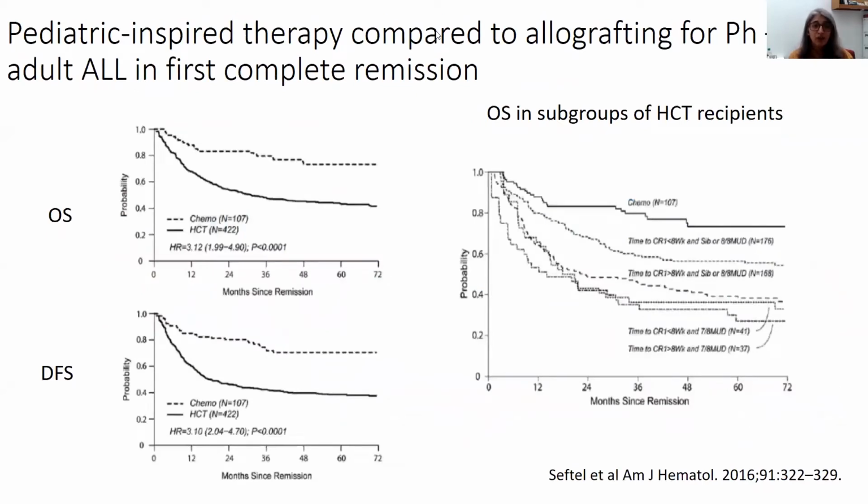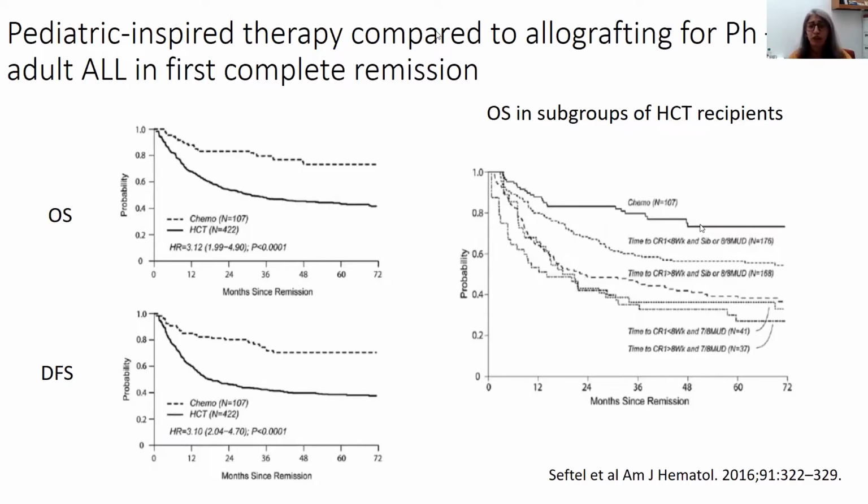When you're treating somebody with a pediatric-inspired therapy, what is the role of allografting in patients with ALL? This is a CIBMTR analysis, which pretty much answered this question. They looked at a cohort of 422 patients who underwent a stem cell transplant, and those who were treated with a pediatric protocol such as the BFM. What is really striking is that whether it is overall survival or disease-free survival, patients who were treated on chemotherapy alone did far better than patients who had hematopoietic stem cell transplant, owing to the higher transplant-related mortality and non-relapse mortality in transplant.